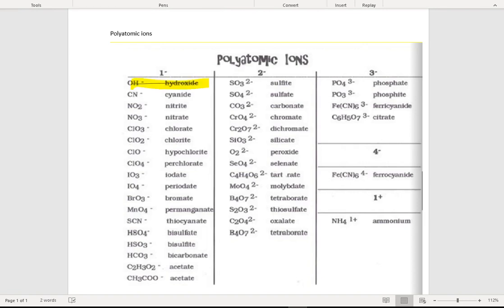OH is hydroxide. CN is cyanide. NO2, nitrite. NO3, nitrate. You'll notice that the CN doesn't have an oxygen on it. It ends in "ide." But nitrate and nitrite both have oxygens. Oxygens give the ending either an "ate" or an "ite." Ate is going to have the larger number of oxygens. Ite is going to be the smaller.